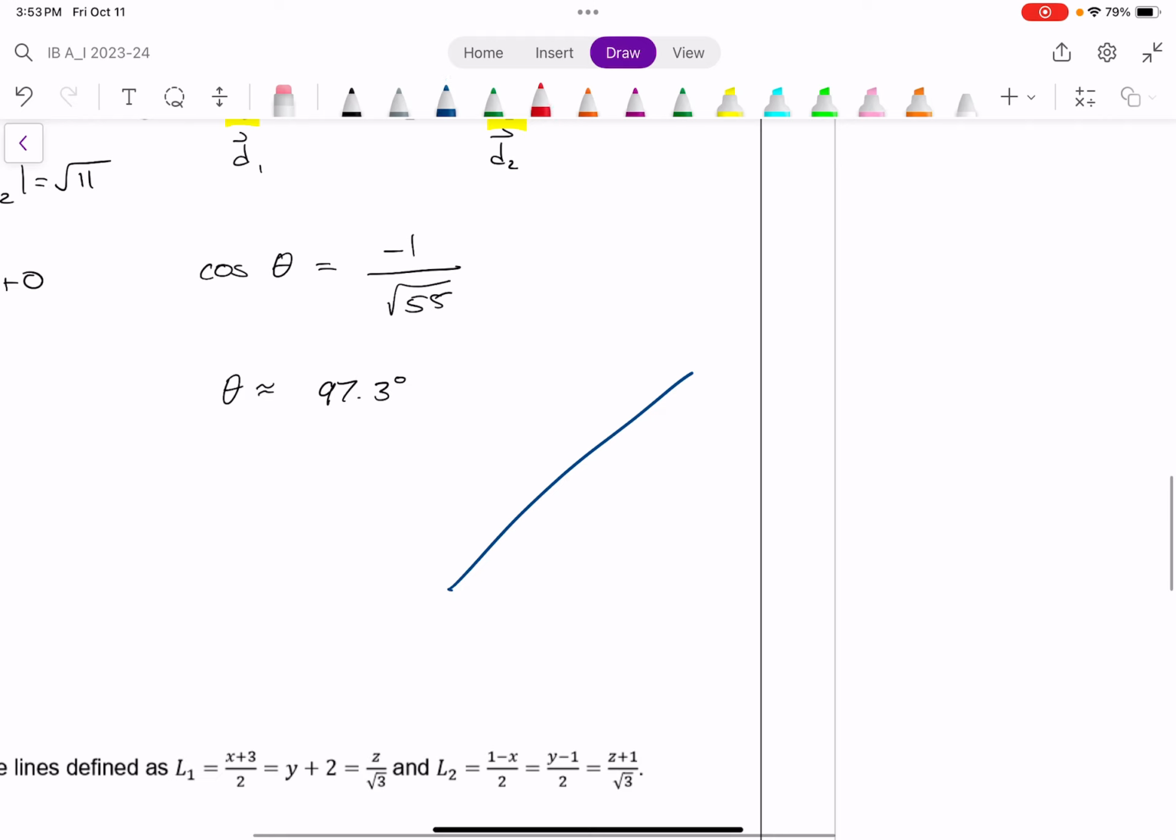And again, whatever these two lines look like, I'll estimate it roughly like this. There is a 97-ish degree angle right there. And in general, by convention, let's focus on the acute one. So subtract 97.3 from 180, and I'll focus on this one, 82.7 degrees.